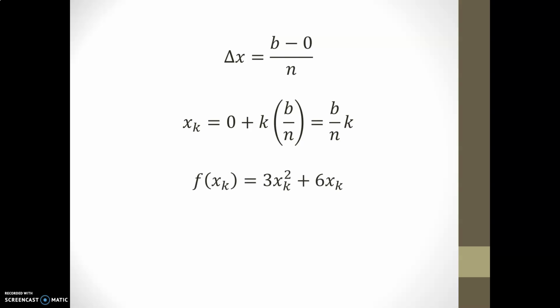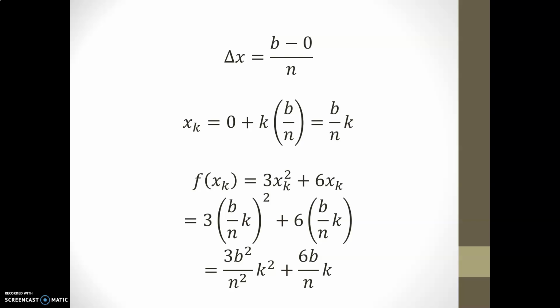Applying this expression for xk to the function we are dealing with, the function being 3x squared plus 6x, calculated at xk will reveal 3xk squared plus 6xk, and replacing xk by what it stands for, which is b over n times k, then the function's value at xk is 3b squared over n squared times k squared plus 6b over n times k.